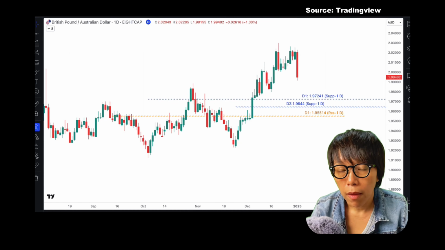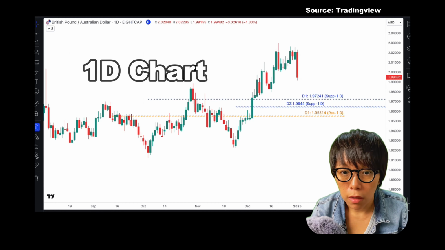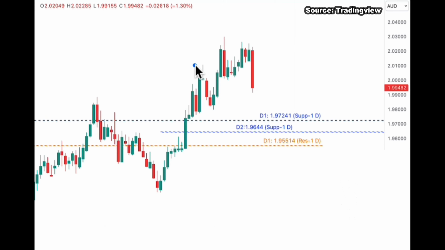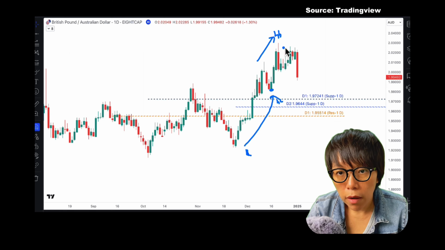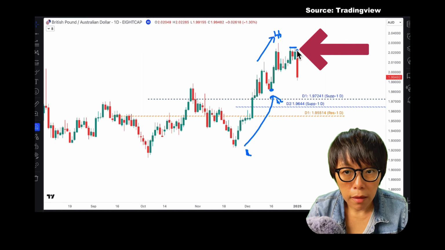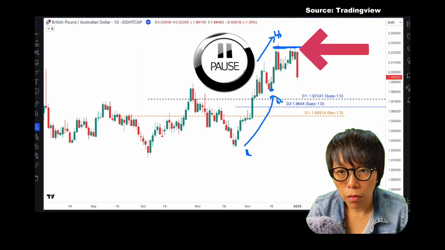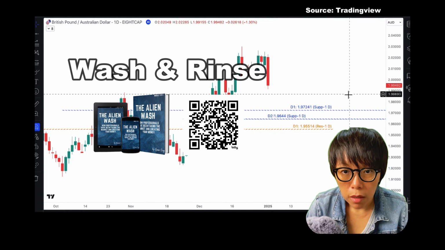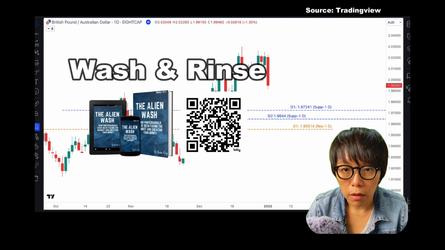So the first step is I always start off with a day chart. This is a day chart for Pound Aussie, and I just do a broad inspection to say that this is an uptrend, because this is a higher high, and then this one here is also an uptrend, which is a low point here. And then this is a higher low, right? So this is a higher low here, but somewhere around here Pound Aussie might be pausing, so it came to a pause.